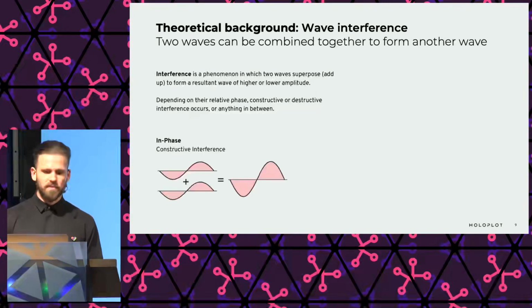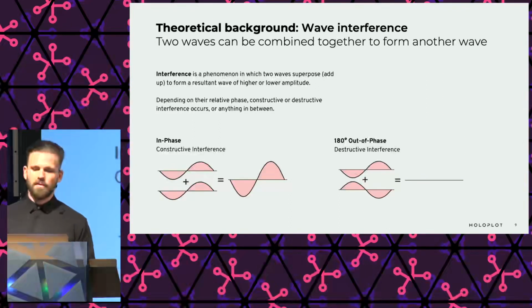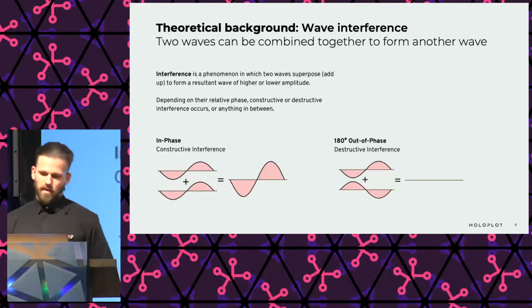Two waves of the same amplitude and frequency, which are in phase, interfere in a constructive manner, resulting in a wave of double the amplitude. This is also known as constructive interference. When two waves are 180 degrees out of phase, they interfere in a destructive manner and cancel each other completely, producing silence. This is also called destructive interference.